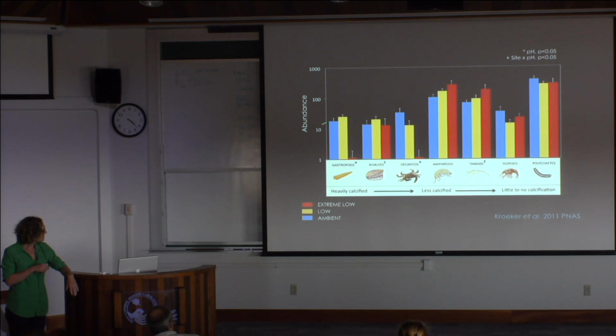So the first thing that you can see is that some of these heavily calcified species like the gastropods do drop out in the extreme low pH zone. In contrast, some of them do okay. Some of the species that we think would do well drop out. And then there are some species that show their highest abundances in these really extremely low pH conditions.